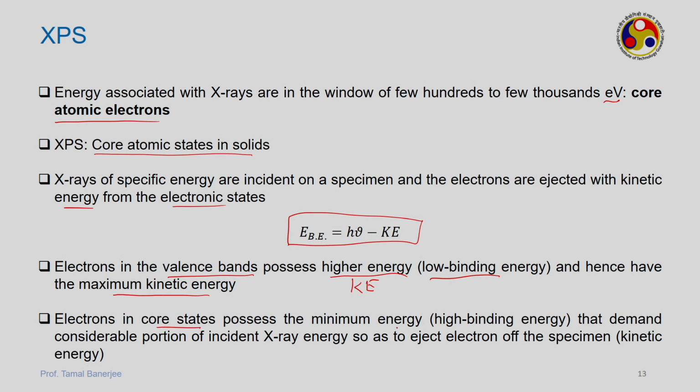Electrons in core states possess the minimum energy and high binding energy, which demands a considerable portion of the incident X-ray energy so as to eject the electron of the specimen. So, it will have lower kinetic energy, but higher binding energy.